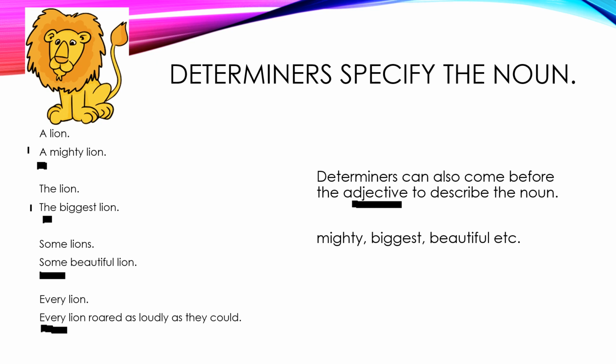Every lion roared as loudly as they could. That kind of suggests that there's more than one lion, there's a few lions, and they're all roaring at the same time. So we can see how the determiners changed the phrase and it's been more specific.